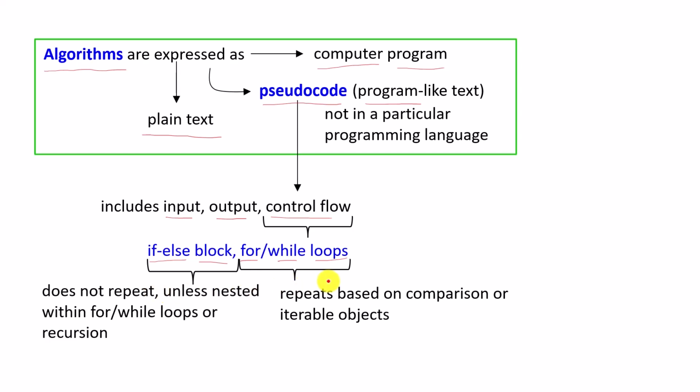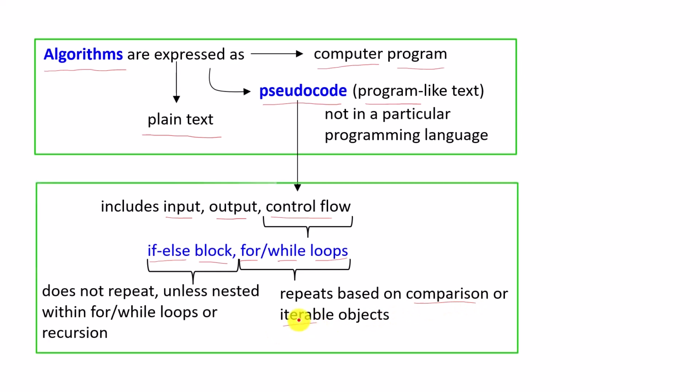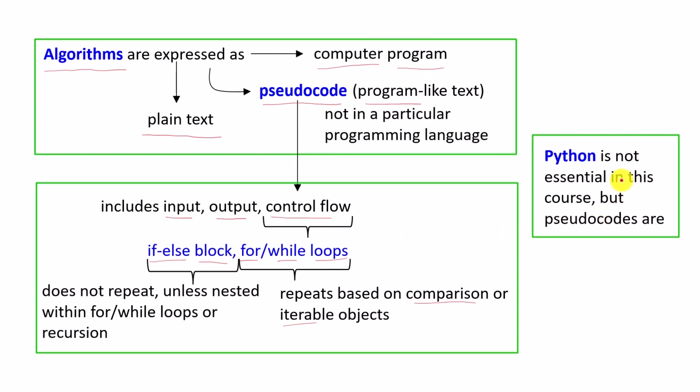On the other hand, for and while loops will repeat based on certain comparison operators or based on certain iterable objects. Together, input, output, and control flow will create the pseudocode, as well as eventually they will create a computer program in any language. And as I mentioned, Python is not essential for this course, but pseudocodes are essential for this course. So please see all these lectures. Even if you are not using Python, please go through all the lectures carefully.